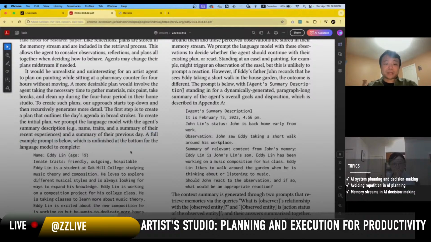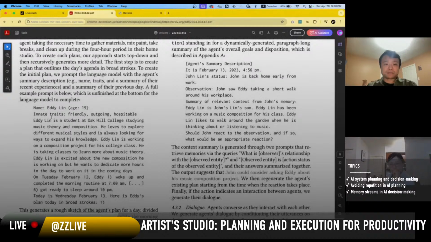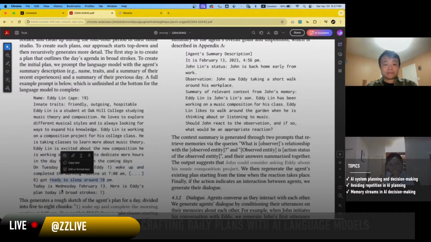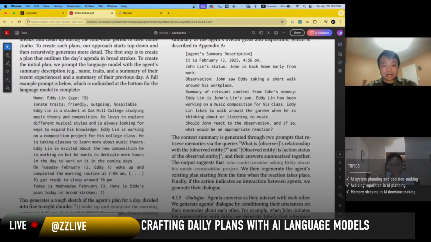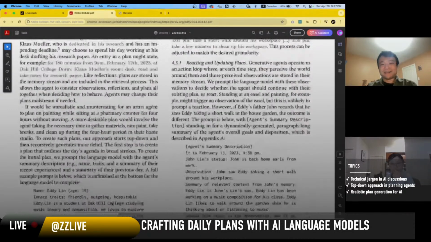A full example prompt is below, which is unfinished at the bottom for the language model to complete. The name, innate traits. Lin enjoys taking classes, excited about new composition. On Tuesday, Lin woke up, got ready. Oh, this is yesterday. Today, here's Lin's plan in broad strokes.